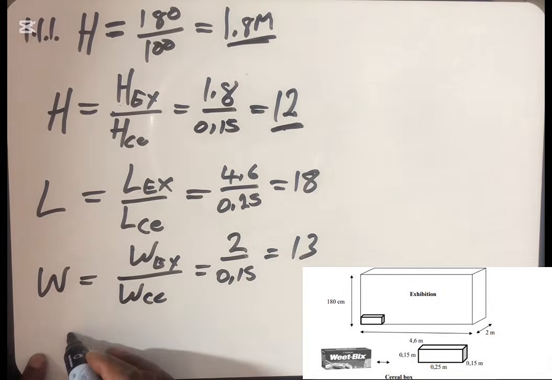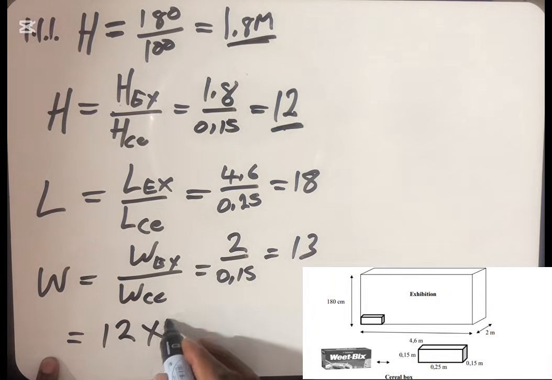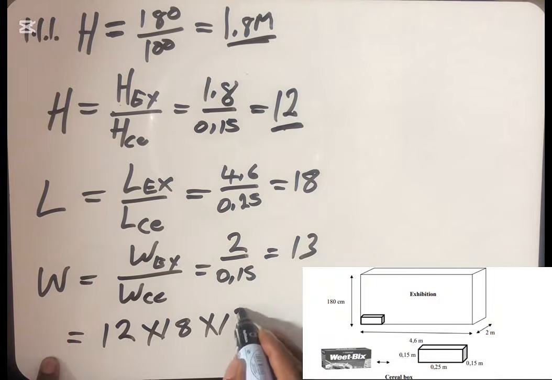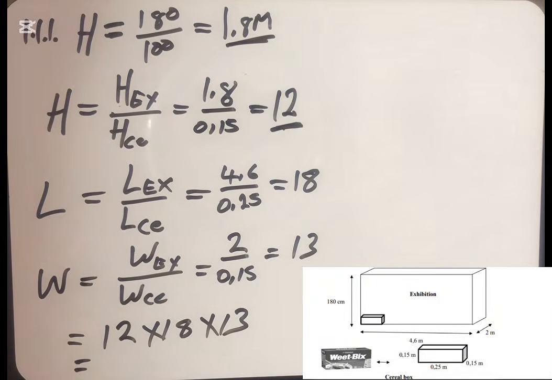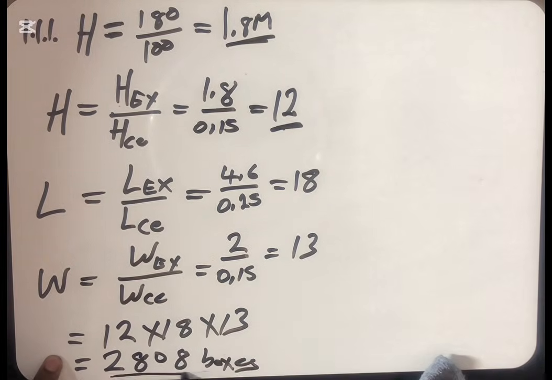Then the final answer is going to be 12 multiplied by 18 multiplied by 13. We use a calculator to say 12 multiplied by 18 multiplied by 13 is 2,808 boxes that will be inside this exhibition box.